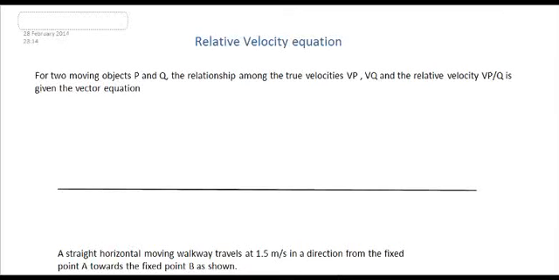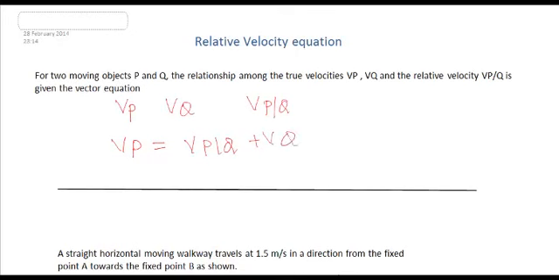Okay, next we'll see the relative velocity equation. In the last lecture we saw that relative velocity equation. Consider the velocity of the moving object P is Vp and the velocity of the moving object Q is Vq, and Vp given Q is the velocity of P as Q observes it. Right? So now the velocity of P can be expressed as the velocity of P given Q plus the velocity of Q.